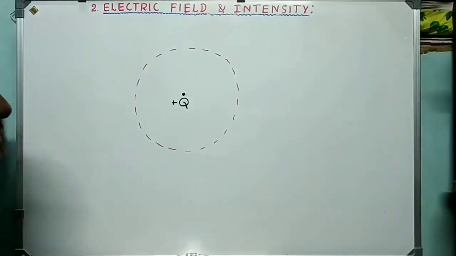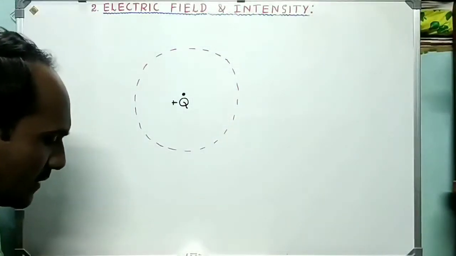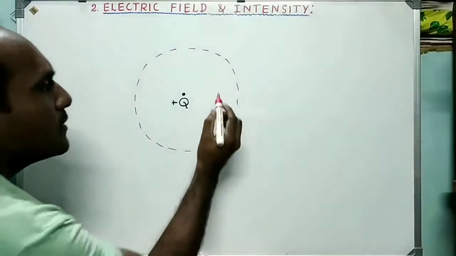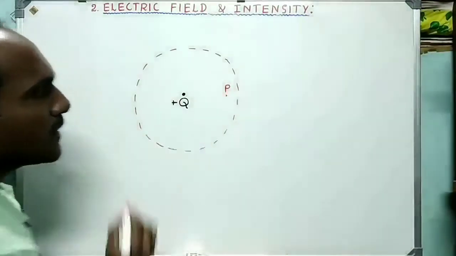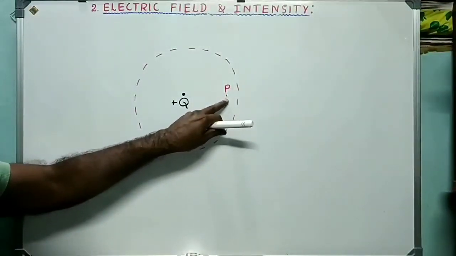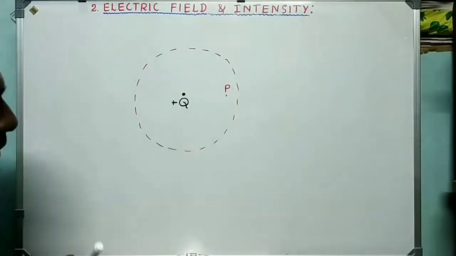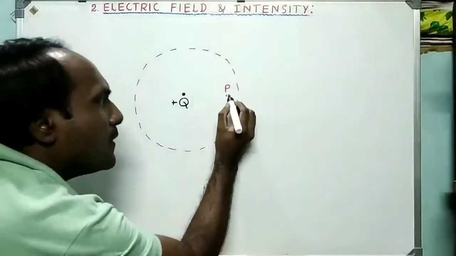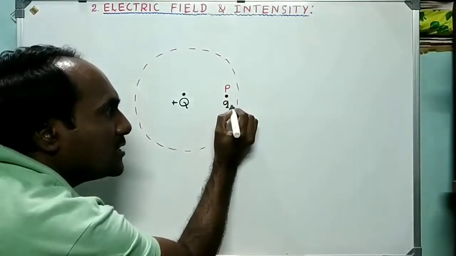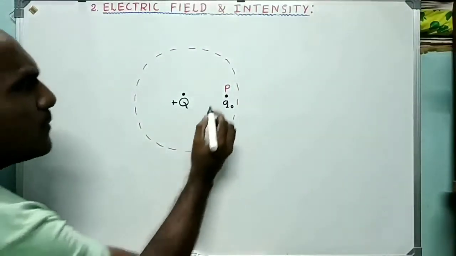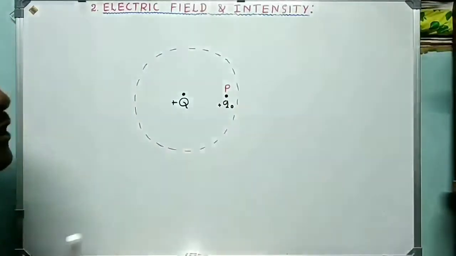Test charge, we call it. Now I will consider a consideration point. I will consider one consideration point, it is P. Okay, and I am going to place a small amount of charge, which is also called a test charge. If I place a test charge here, a small amount of charge, say it is Q0, then what happens? It is also positive.